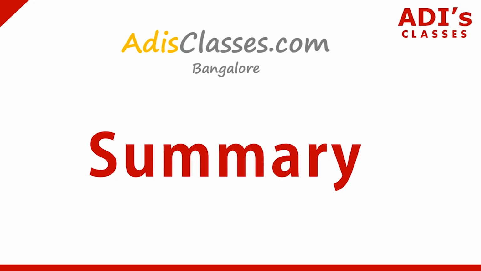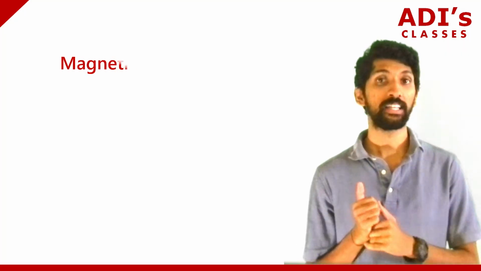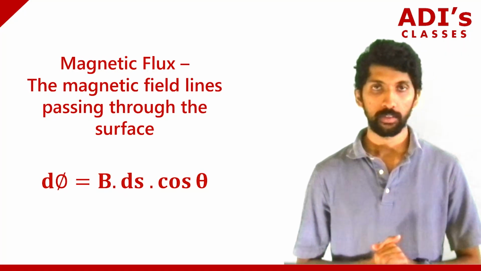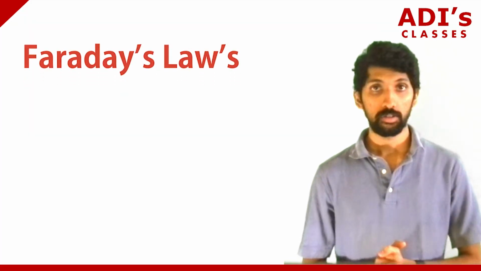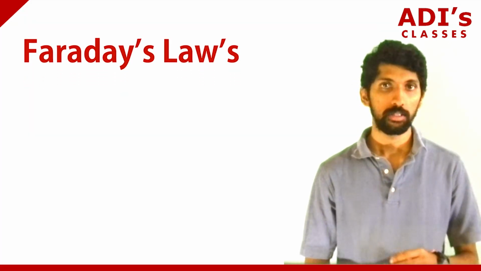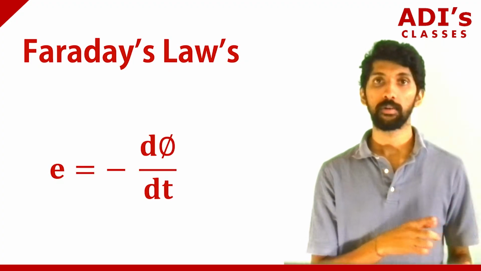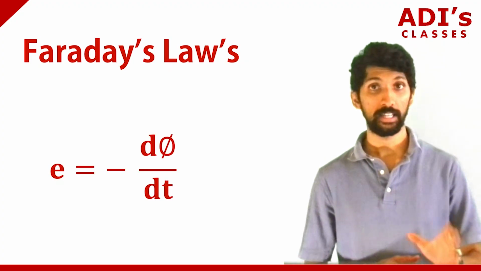Okay, so to summarize what you learned: first was flux, basically the magnetic field lines passing through a surface, which is B ds cos theta. Then you learned about Faraday's law, with three important laws, and one of the formulas was E equal to minus d phi by dt, which is Faraday and Lenz's law.